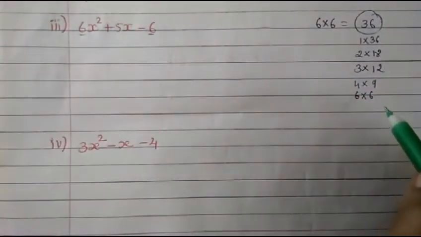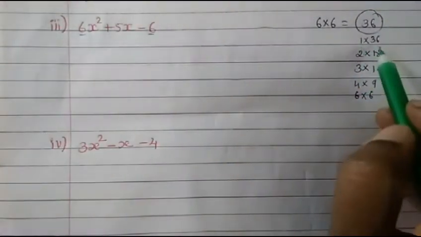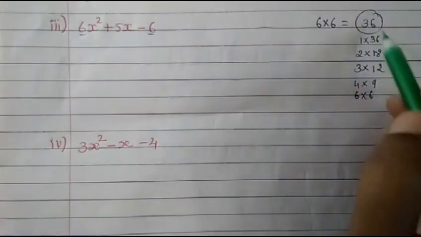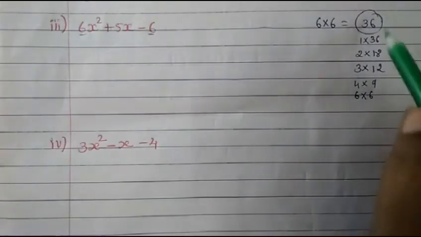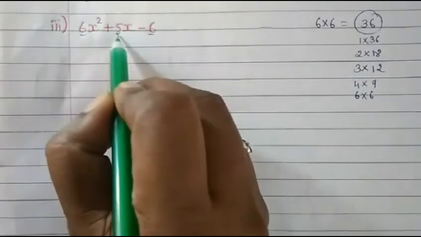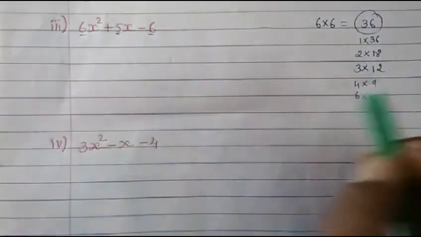So now these are the factors for 36. 1 into 36, 2 into 18, 3 into 12, 4 into 9, 6 into 6 are all 36. Now we have to get two numbers which will give us the middle term. The middle term is plus 5, so we have to get plus 5.